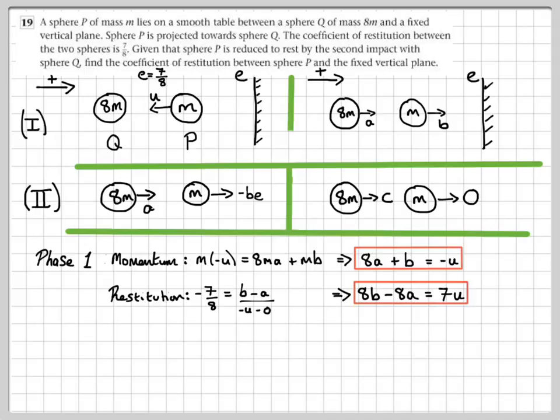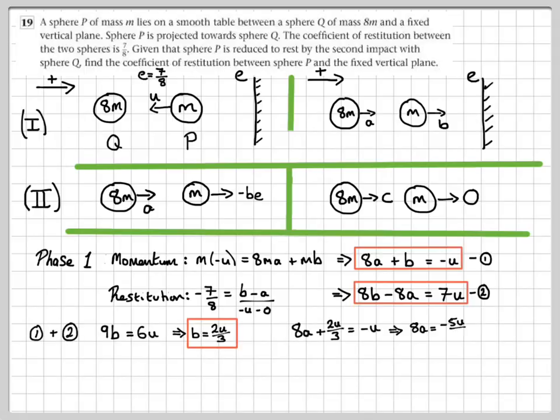Again, they're in a fairly reasonable state, so I'll put a red box around them, and then we're going to attempt to solve these by simply adding them together, and that will give me a value for B, which is 2u over 3. It's positive as I anticipated, and then I'm going to substitute that value into equation 1, and that tells me that A is equal to minus 5u over 24. So indeed, as anticipated, after that first collision, Q is moving in a negative direction.